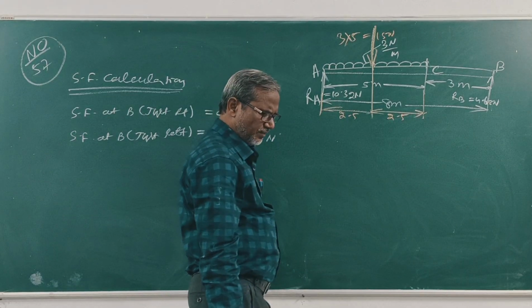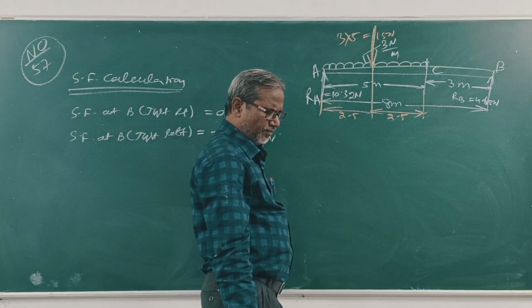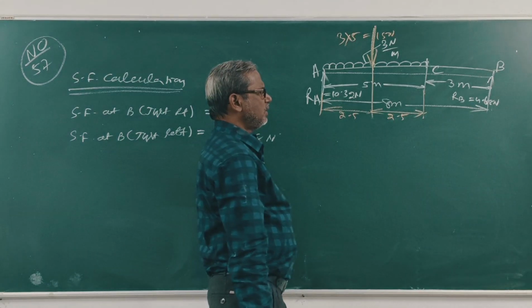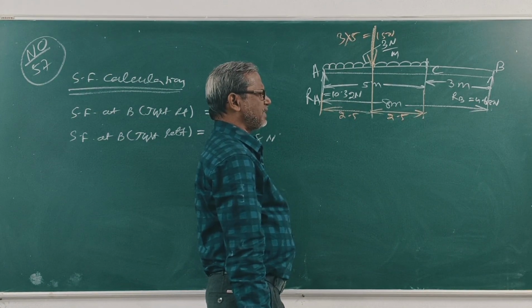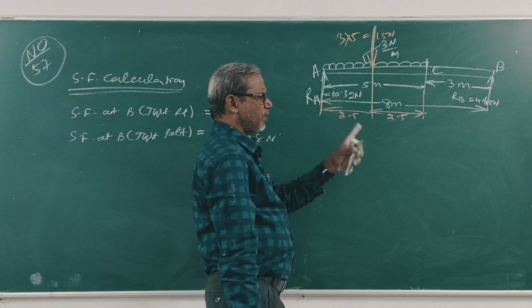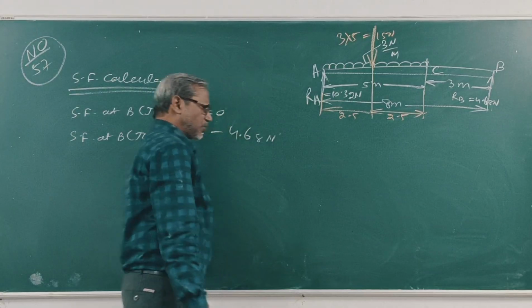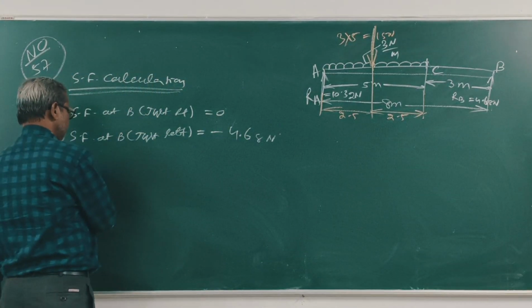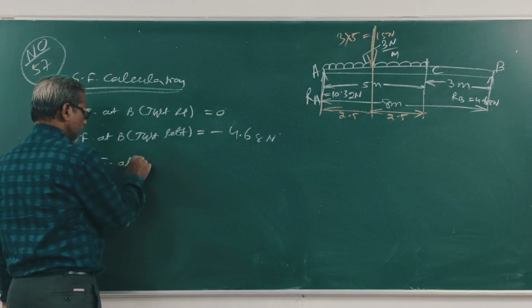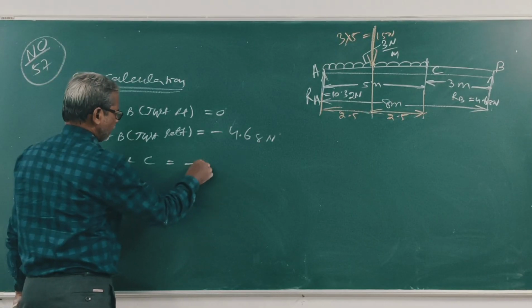Now at C. At C, there is no force between B and C. So this is continue from B to C. Shear force at C is minus 4.68 Newton.